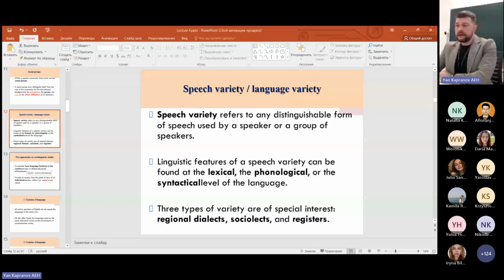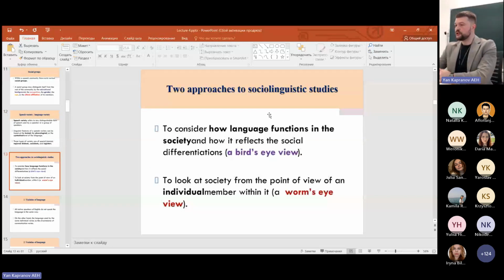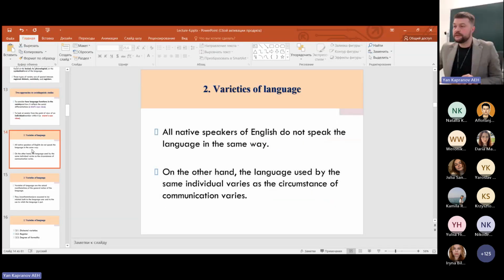Okay, two approaches to sociolinguistic studies to consider how language functions in society and how it reflects social differentiations: a bird's eye view, to look at society from the point of view of an individual member within it, a worm's eye view. Speaking about the varieties of language, all native speakers of English do not speak the language in the same way. Of course, it's clear because they have their own dialects, they have their own registers, and so on.